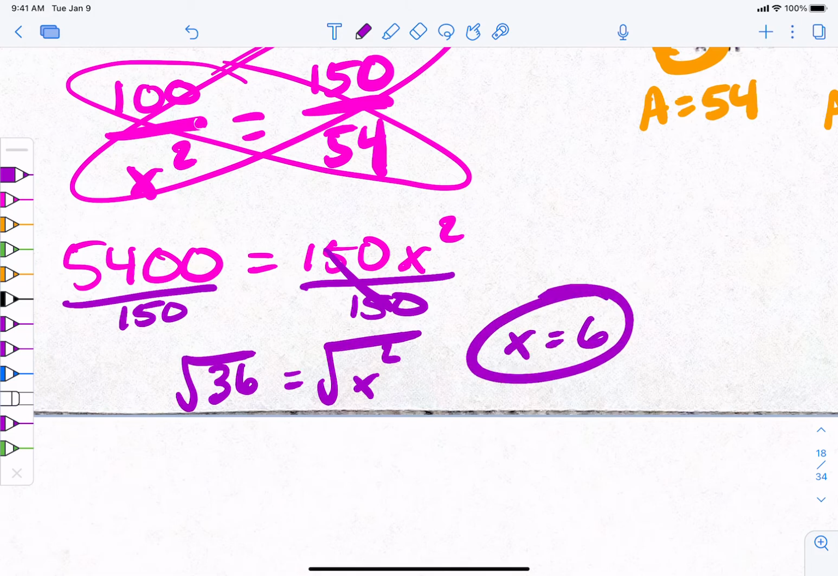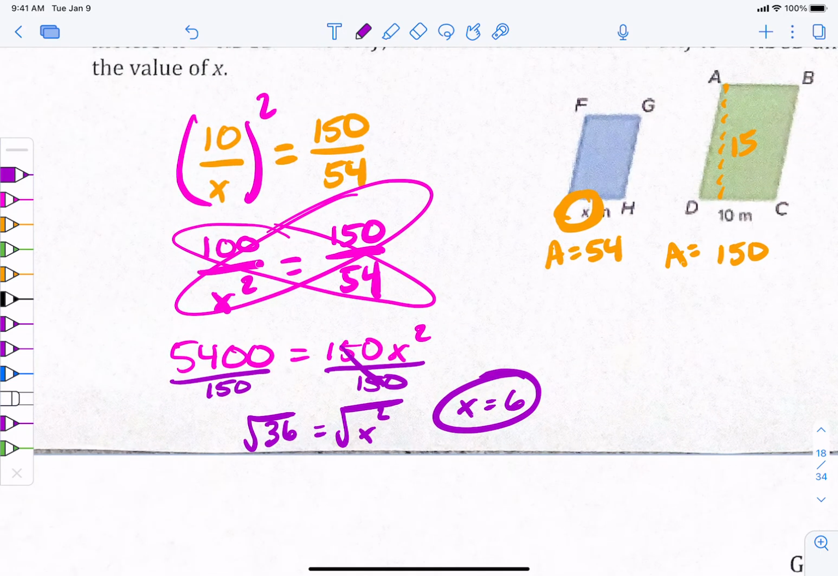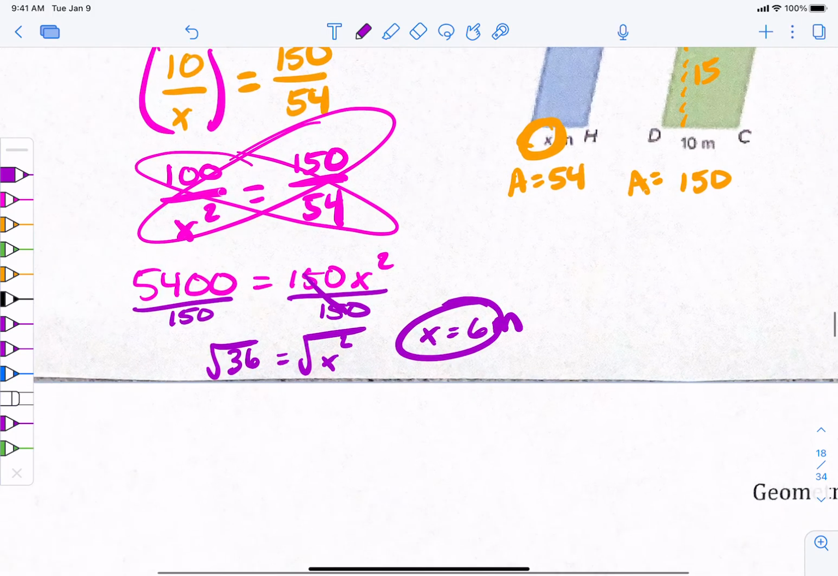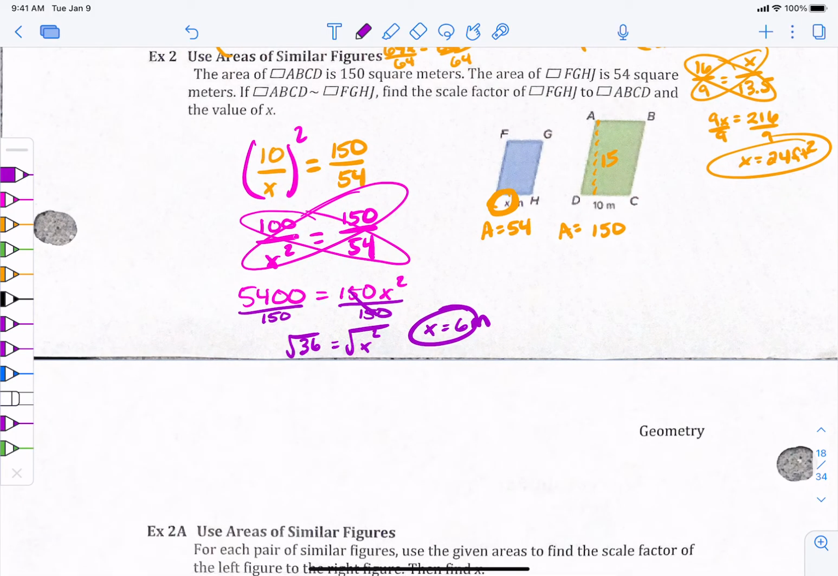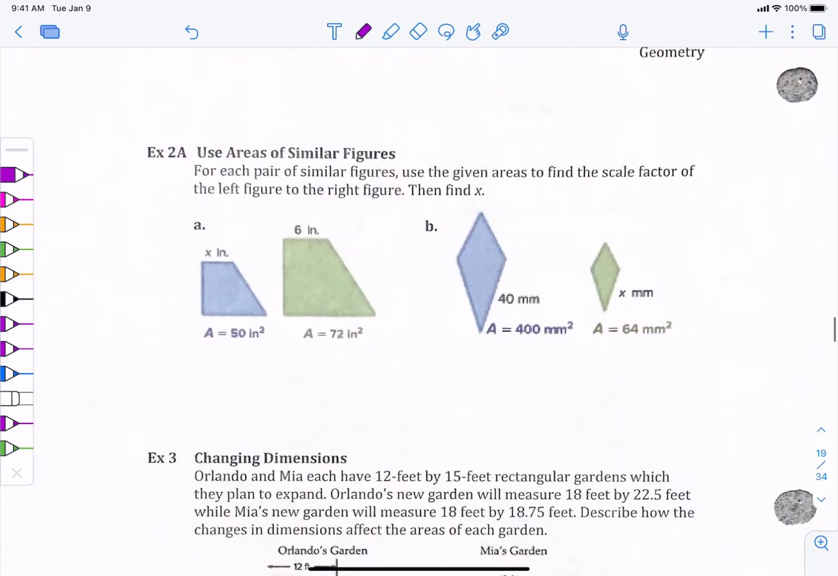Okay, so you just set it up like normal, except you're going to have an x squared in there when you square the scale factor, right? Or square the sides. So x is 6 what? 6 meters. It's not squared because we're just finding the side. Okay. Nice. All right, moving on to the next one.